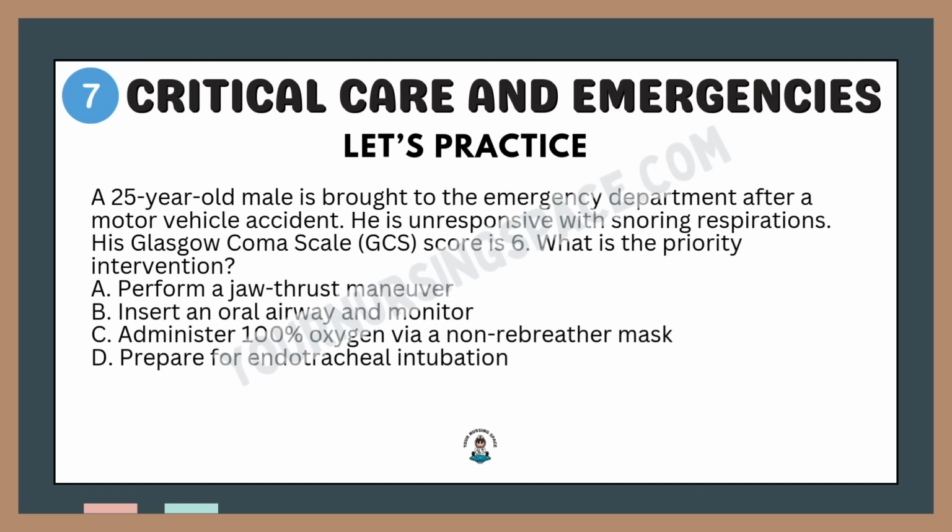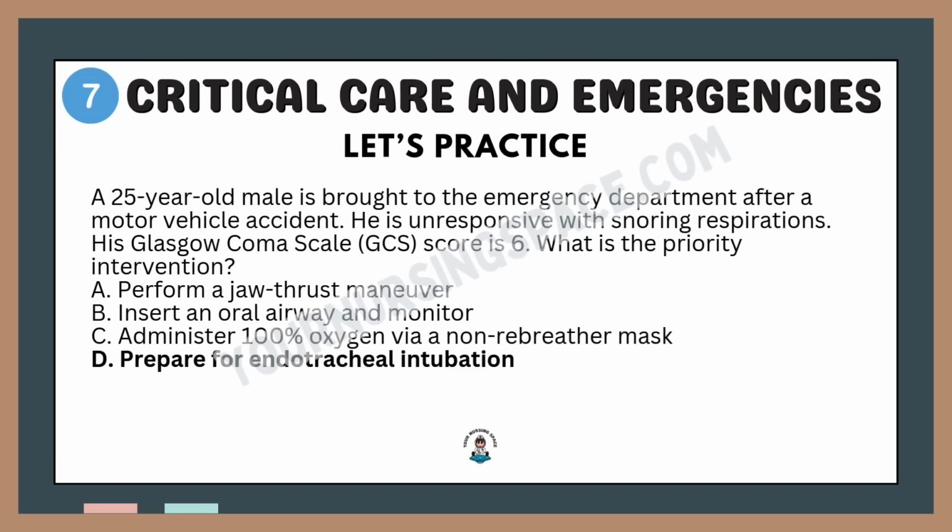A. Perform a jaw thrust maneuver. B. Insert an oral airway and monitor. C. Administer 100% oxygen via a non-rebreather mask. D. Prepare for endotracheal intubation. The answer is D. Prepare for endotracheal intubation. A GCS less than 8 indicates inability to protect the airway, necessitating intubation. The jaw thrust maneuver, A, is used initially to open the airway in trauma, but does not secure it. An oral airway, B, may help but does not ensure protection from aspiration.